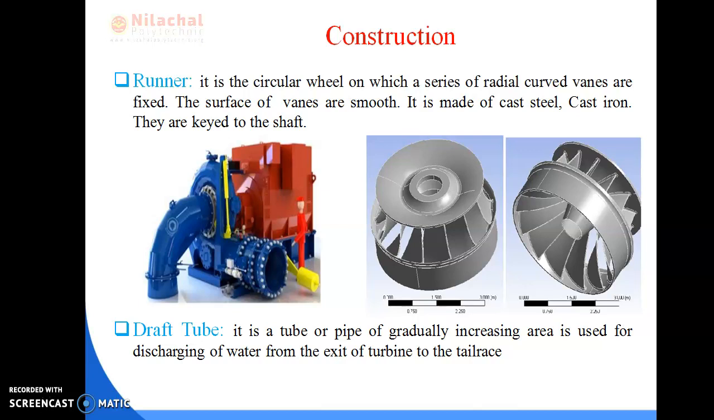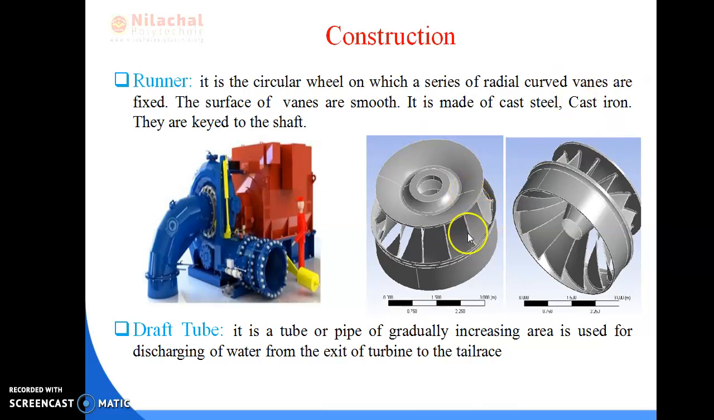Now this runner, over which a series of vanes are mounted, the vanes are made smooth. Generally the runner is made up of cast steel or cast iron and keyed to the shaft. The surfaces of the runner vanes are very smooth in order to reduce loss of energy due to friction during the flow of water through the blade passage.